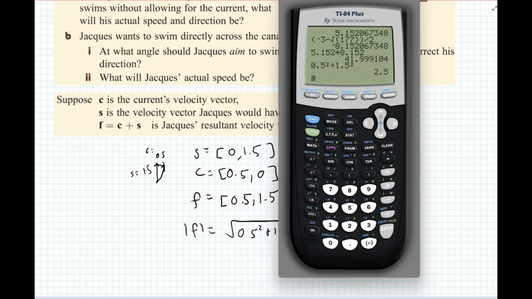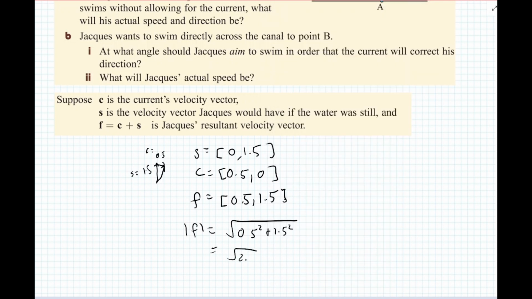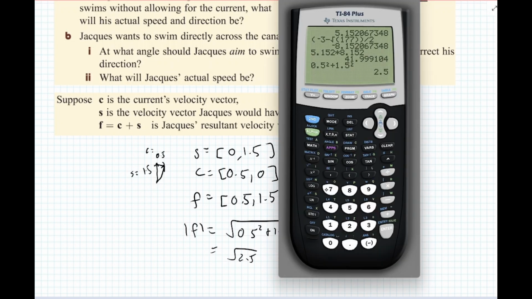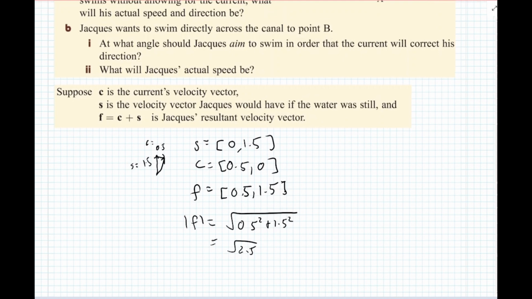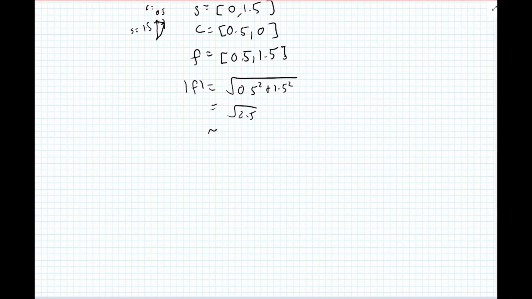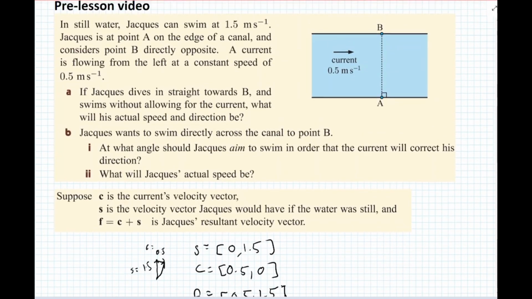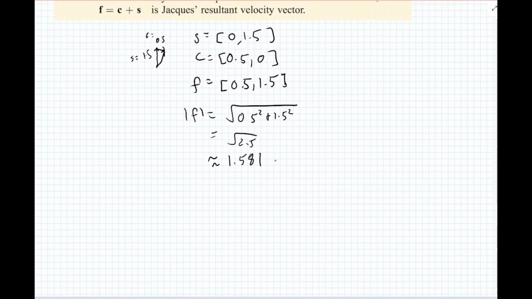There we go, 2.5. And then if we take the square root of that, it's 1.581. Now you're going to have some units on here. I believe we're in meters per second. So that length there is 1.581 meters per second. Now we also need to find this angle.